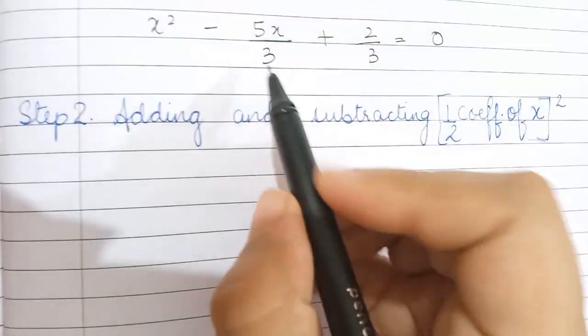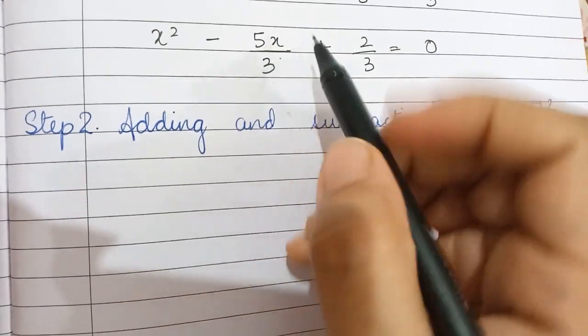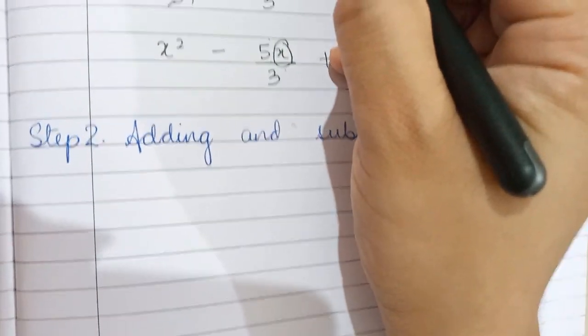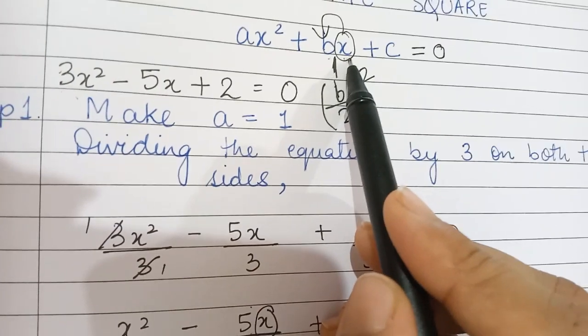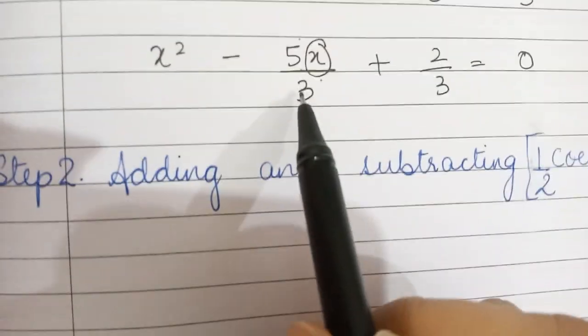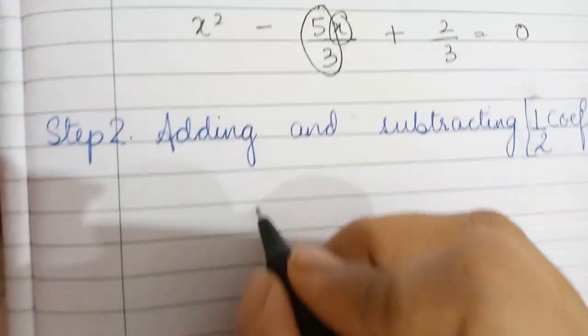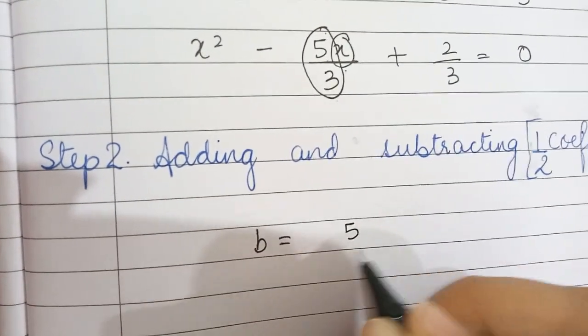Now see children, over here our x term is this. So what will be b? Over here it is bx. So similarly, what will b be here? Our b is 5 upon 3. So let us take b equals 5 upon 3.